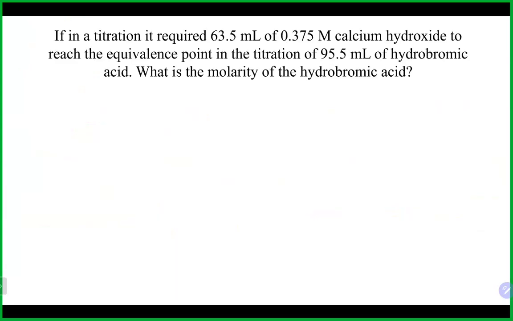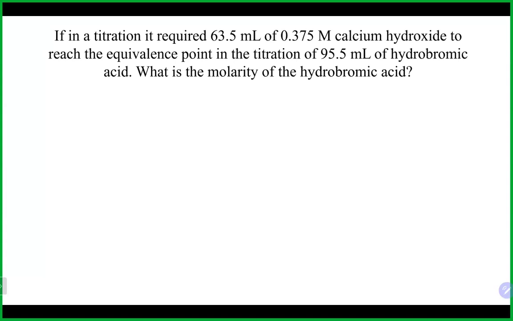All right, let's try another one here. One last titration problem. If a titration requires 63.5 milliliters of 0.375 molar calcium hydroxide to reach the equivalence point of 95.5 milliliters of hydrobromic acid, what is the molarity of hydrobromic acid?